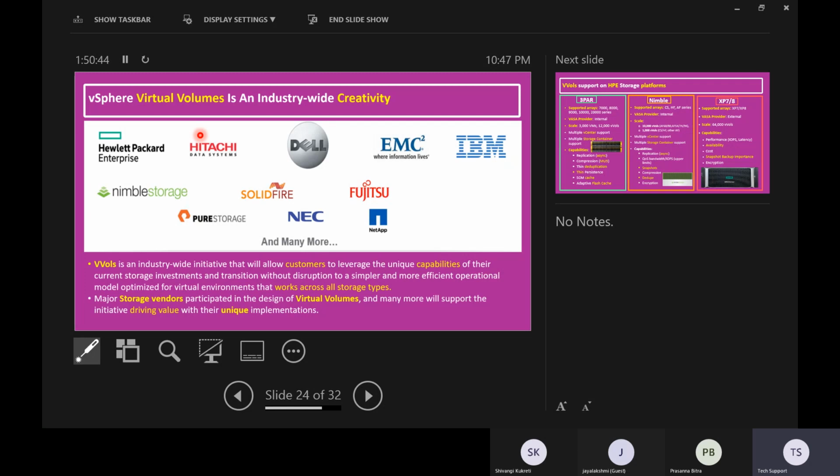Okay. Similarly, if I select Fujitsu, Fujitsu is providing the Eternus VASA provider. Similarly, if I select Dell EMC, Dell EMC is providing the Dell EMC VASA provider, PowerMax, EMC Unity, VMAX. These are all provided. Similarly, you can explore the other vendors also. I have just highlighted HPE.